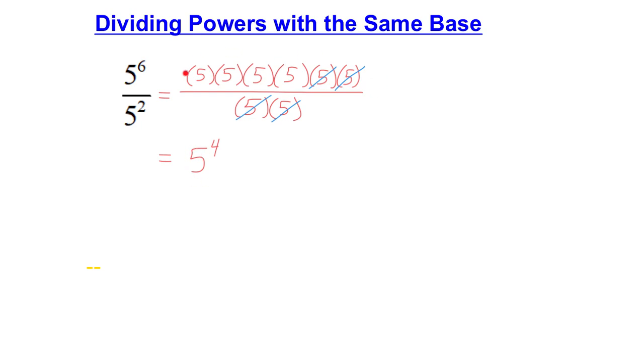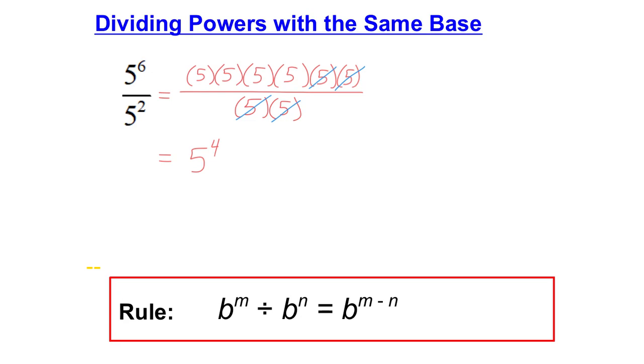Now what's the shortcut? Because I don't want to have to write this expanded form out all the time. Well, here's a 6, here's a 2. How do I use a 6 and a 2 to make a 4? I subtract them. 6 minus 2 is 4. So that's how you can simplify to a single power if you're dividing powers with the same base. Just subtract the exponents. Here's the more formal way of writing that. A power divided by another power with the same base, reduce that to a single power, you subtract the exponents, m minus n, to get the new exponent.